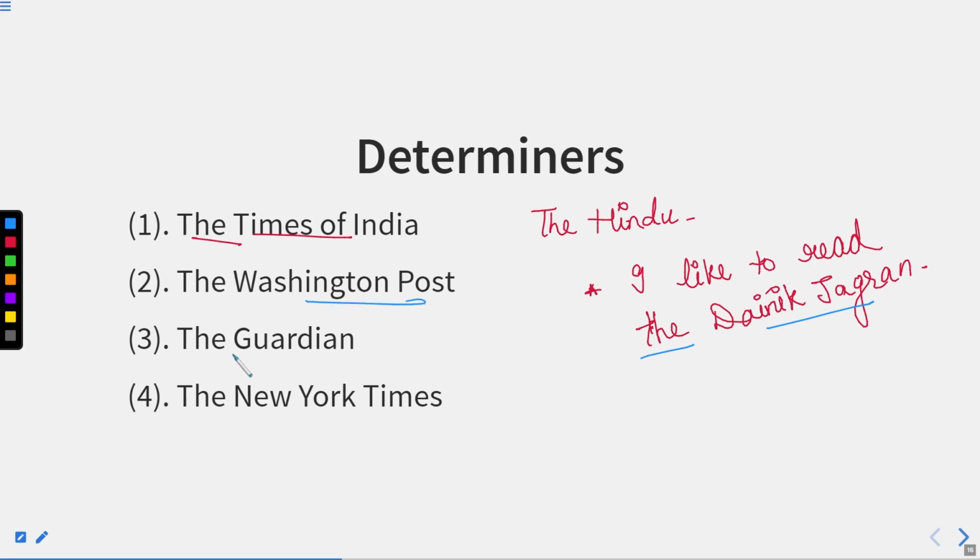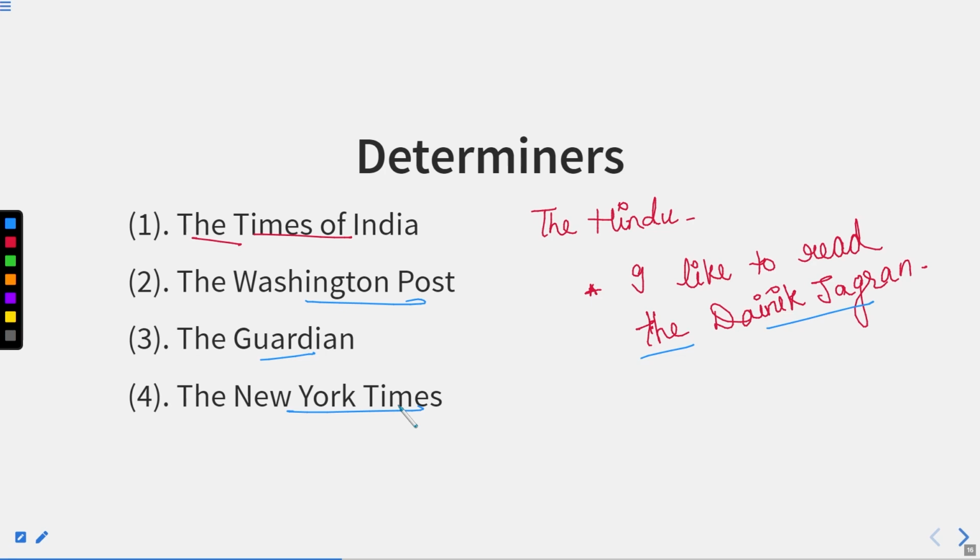The Washington Post, the Guardian, the New York Times. So, whenever we have any such name, whether that is an English newspaper or a Hindi newspaper, if I use that particular name of the newspaper in my sentence, I will use the before it.